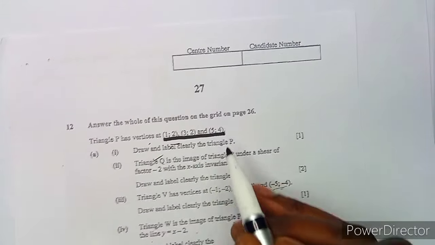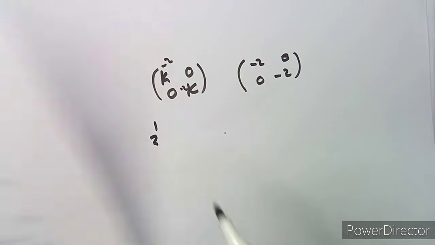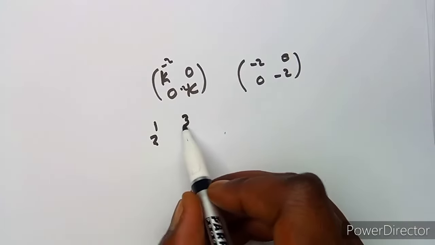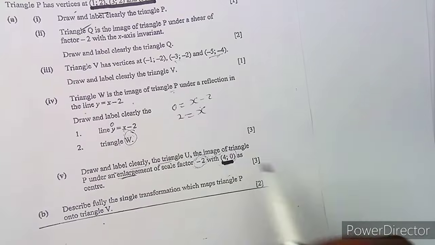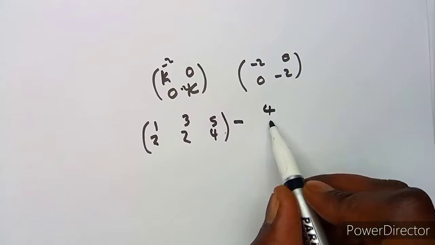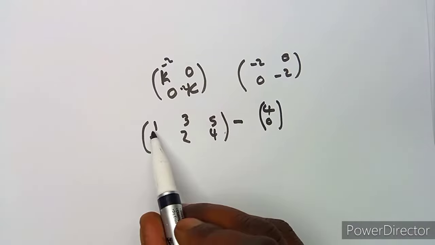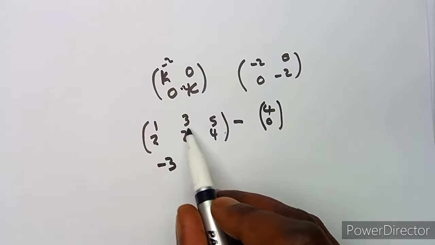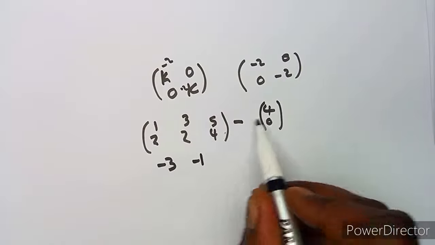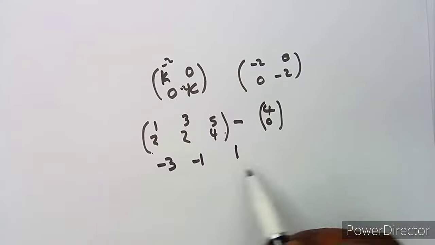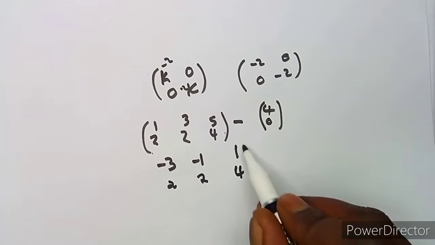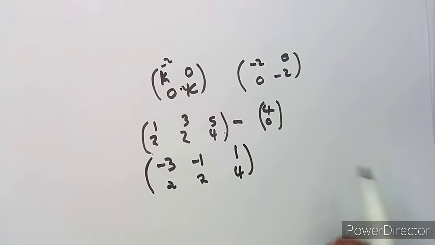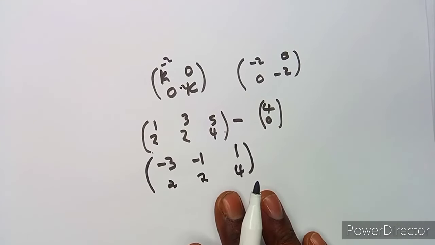So we are going to subtract the center. You write your coordinates: 1 2 3 2 5 4. Then we subtract the center. Our center in this case is (4, 0), so you're going to subtract 4 0 here. 1 minus 4 is minus 3. 3 minus 4 is minus 1. 5 minus 4 is 1. 2 minus 0 is 2. 2 minus 0 is 2. 4 minus 0 is 4. So we have removed the center, and that's what you're going to remain with.